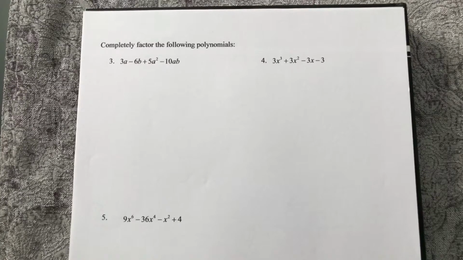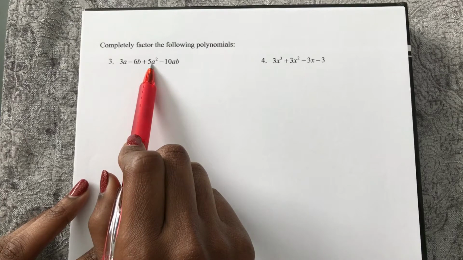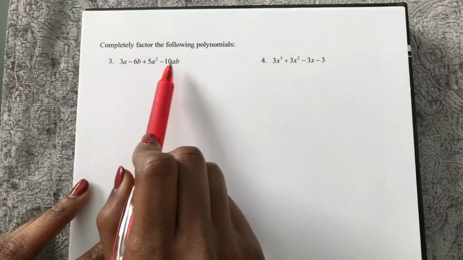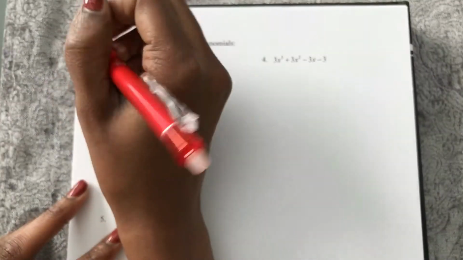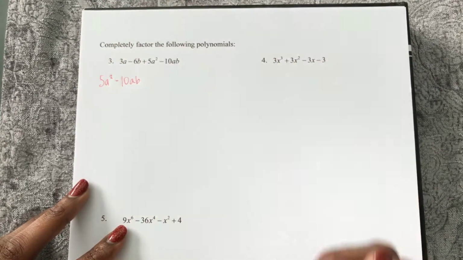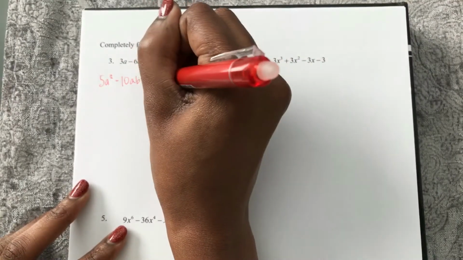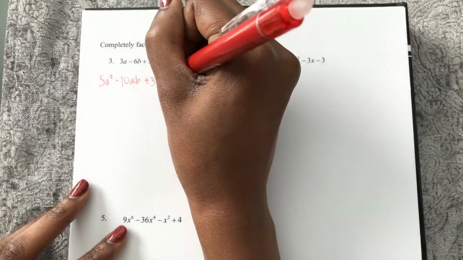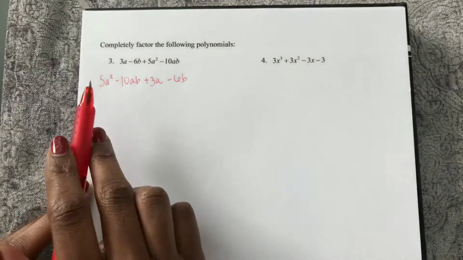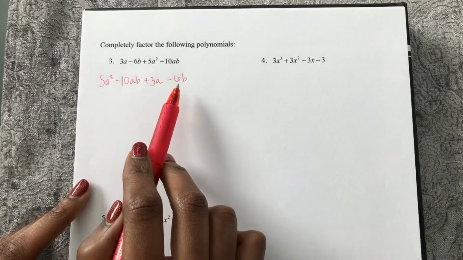So here, number 3, the first issue I see is that it is not in standard form first. So if I'm putting it in standard form, the highest degree is 2, but a comes before a and b. So it would be 5a squared minus 10ab, because those are degree of 2, degree of 2. And then my 1 degree of 1, that's only a, and then minus 6b. So notice this is in alphabetical order and in order by degree.